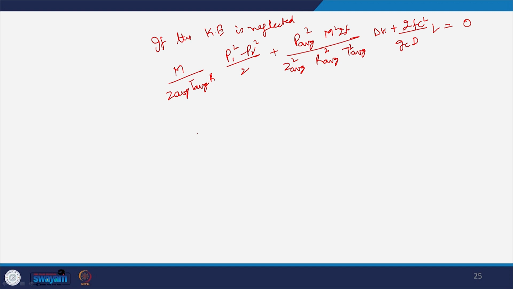Now this equation can be further simplified if we take the following substitution. C is equal to m dot upon A, C square is equal to m dot upon A squared, and A is equal to pi d square upon 4.